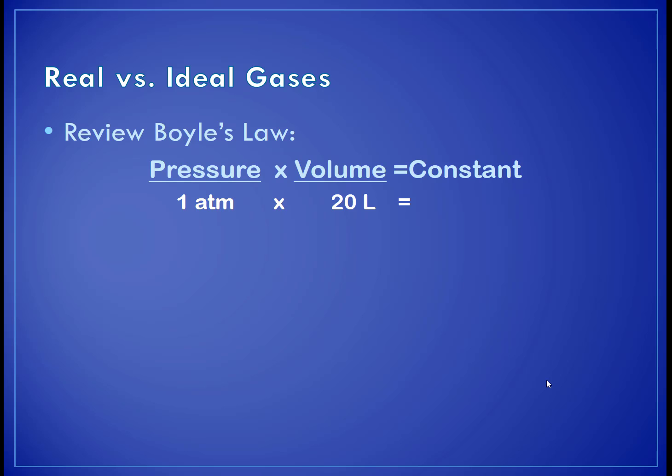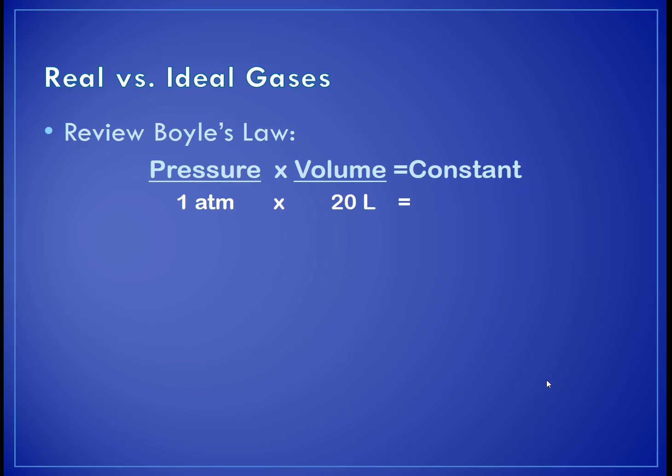In this goal, we are going to be looking at real versus ideal gases. Recall PV = nRT is called the ideal gas law, and most of our gas laws come from PV = nRT. Let's look at Boyle's law.